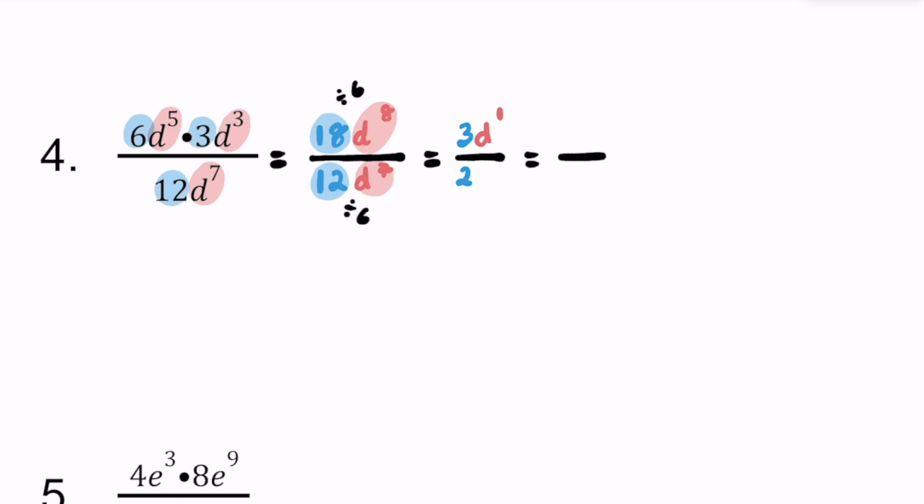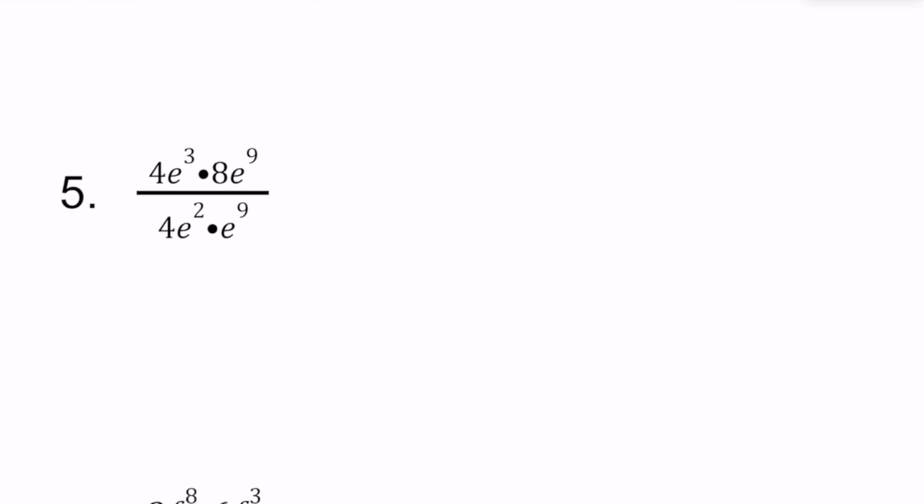All right, so we can go ahead and clean this up a little bit and just say this is going to be 3, instead of 3d to the 1st power, just say 3d. And this is going to be over 2. All right, so this is one way to write it, or you can also write it using a coefficient and say this is going to be 3/2 multiplied by d. Put that right next to that fraction bar. All right, here is number 5.